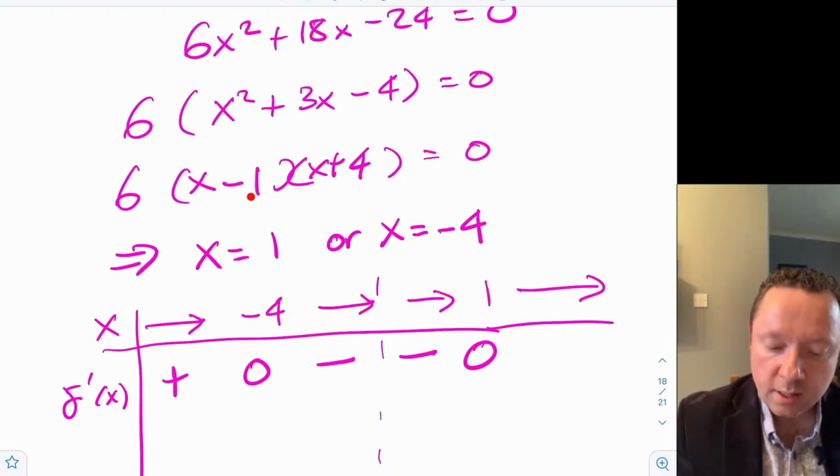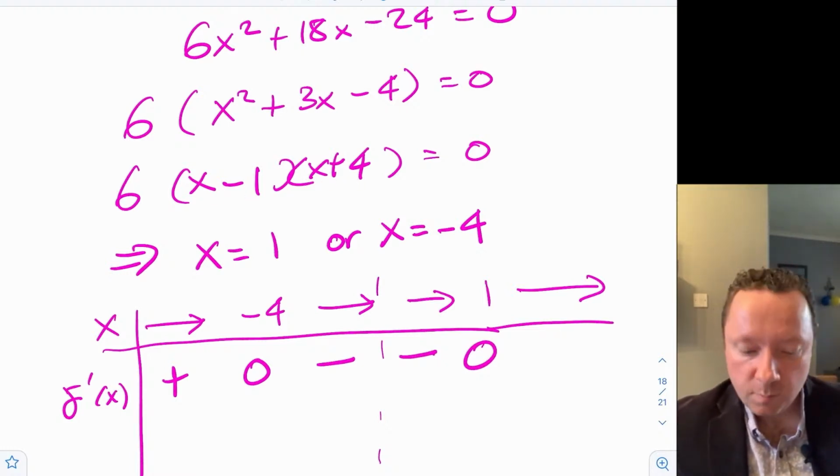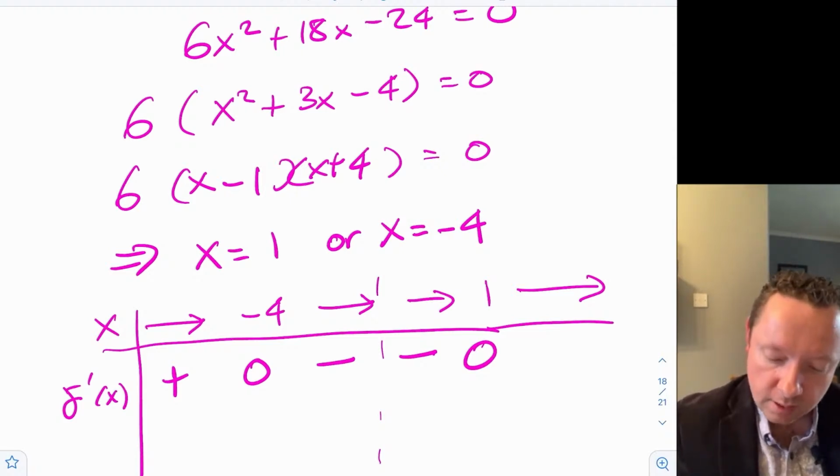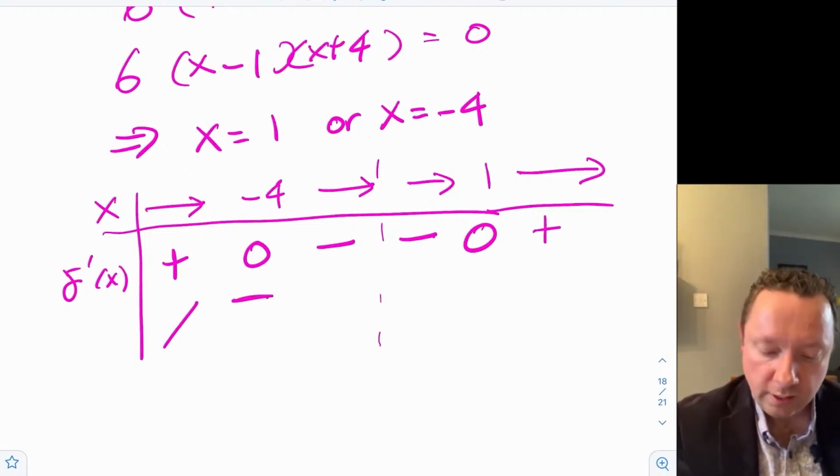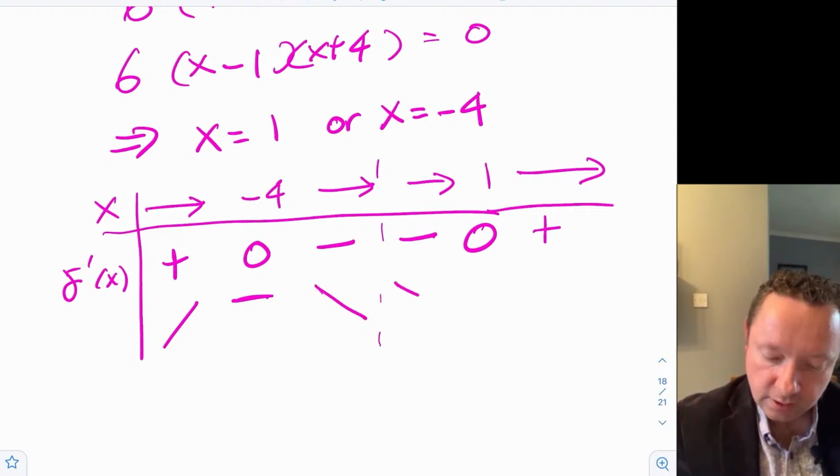2 minus 1 is 1. 2 plus 4 is 6. Positive times a positive is a positive. So it's increasing before minus 4. And then it's a turning point. And then it's decreasing. Still decreasing, of course.